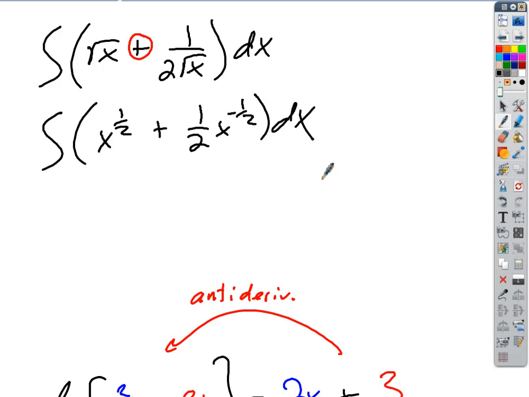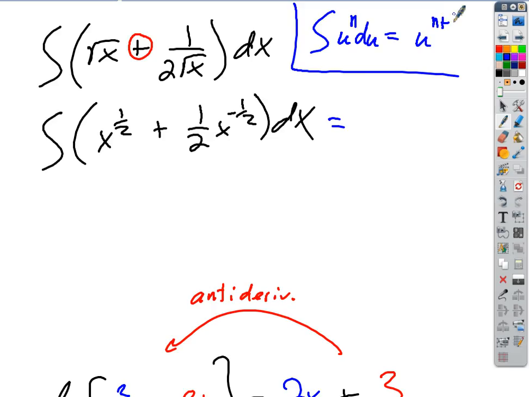What is our power rule? Remind us from yesterday. What's our power rule for antiderivatives? The antiderivative of u to the n du is what? N minus 1. Or plus 1. That's what I meant. U to the n plus 1 over, okay, almost.